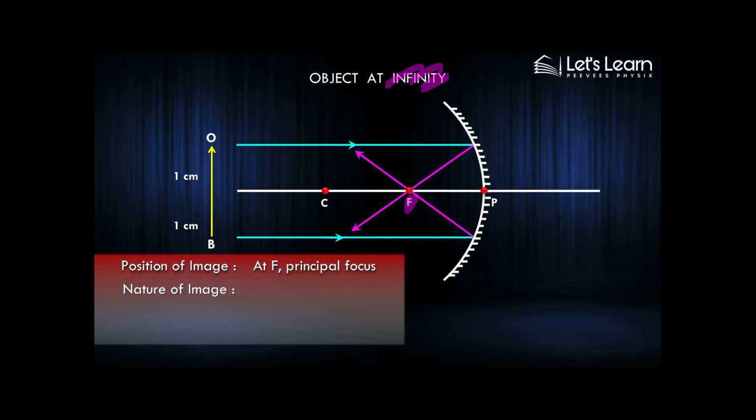Now the nature: since the two rays really meet at the point, the image is real and it is inverted. Remember, all the real images are inverted. So the image is inverted and it is highly diminished, very small in size.